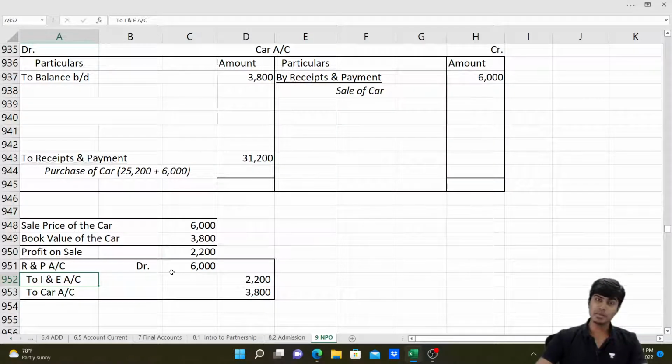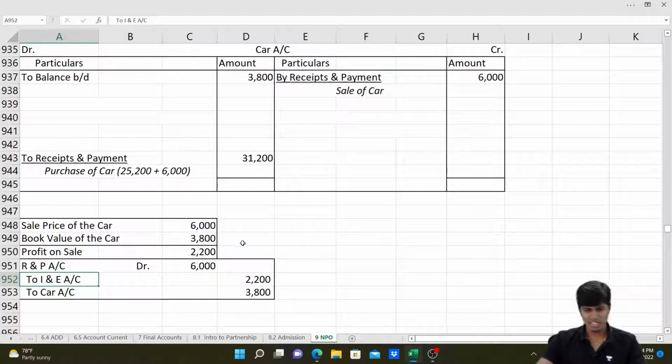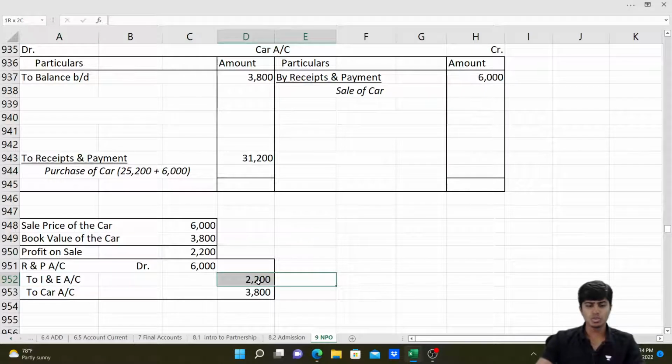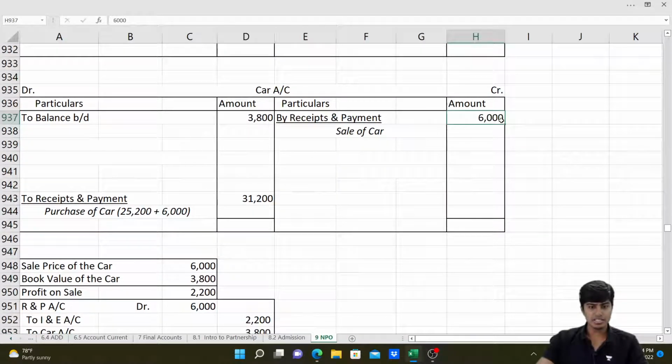So in receipts and payment 6,000 they've already debited. See, they've already done debit of 6,000. It's like receipt of 6,000 they've recorded by reducing the payment. They should have written 6,000 here and they should have written 31,200 here. Instead they wrote 25,200 as payment. That's fine. So now we'll write 2,200 as income, profit on sale, 3,800 as the decrease of the value of car. So in my car account, I've written 6,000 here.